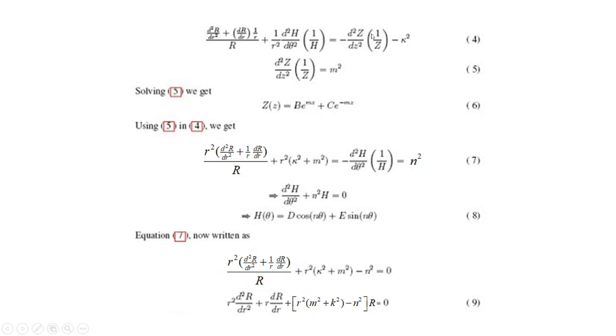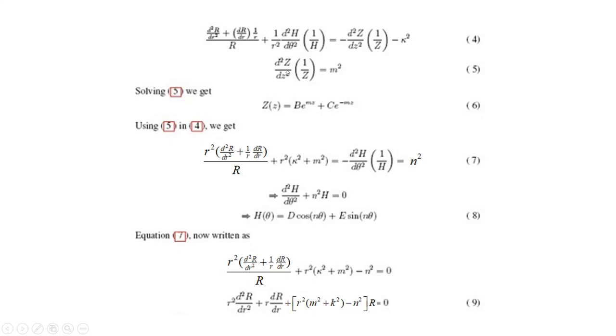And now this is a pure function of Z. Therefore, just take that and equate it to one constant, d square Z by dz square. Again, why it should be a constant: you can see here a function of R is there, a function of theta is there, and if a function of R and function of theta is equal to a function of Z, together it should be a constant, only then this is possible.